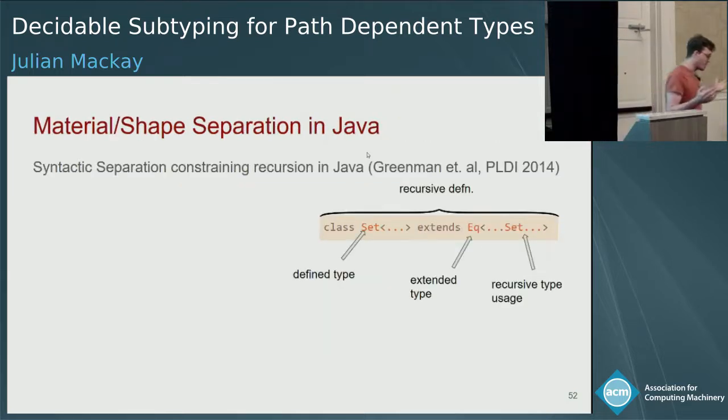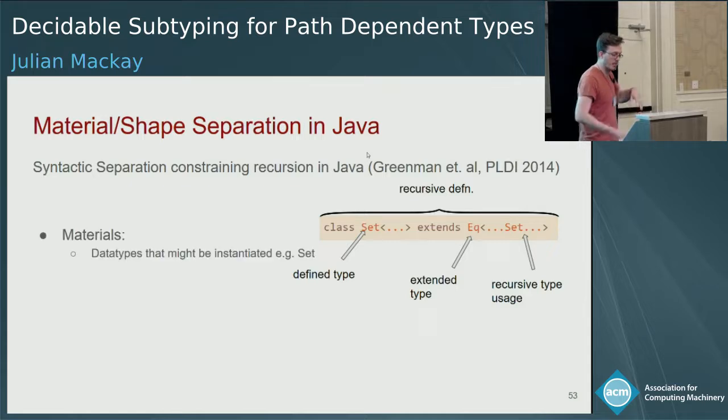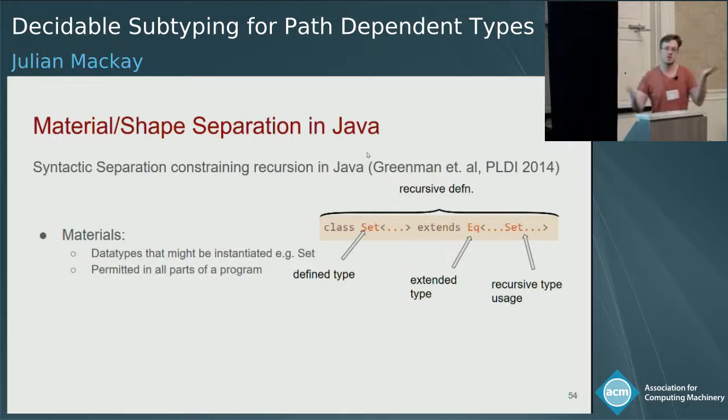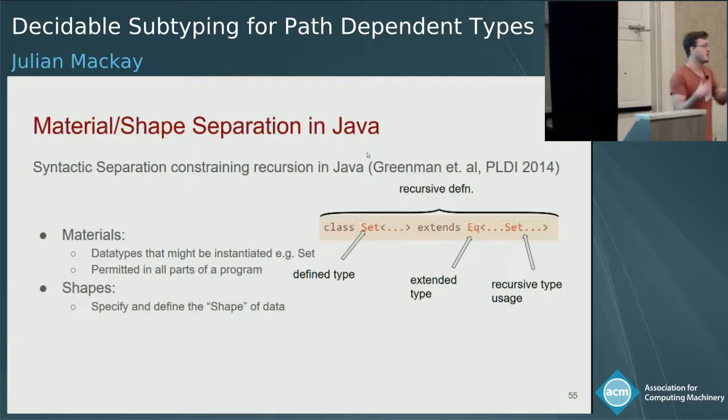If we're looking at Java, we want to look at similar solutions in Java to a similar problem. A few years ago at PLDI, Greenman et al. produced what they call the material-shape separation, which is essentially a categorization of types in Java into what they call materials and what they call shapes. Materials are the kind of data types that you might want to instantiate and pass around in a program. In this case, it's much like Set, right? And these are permitted anywhere, as with any Java type. Shapes are perhaps the more interesting ones. These specify the broad shape of what a type is, of what data should look like. So this is EQ. You wouldn't want to instantiate this particular EQ, but you may use it as a parameter type to a function, to say, give me an EQ and I'll do something with it.